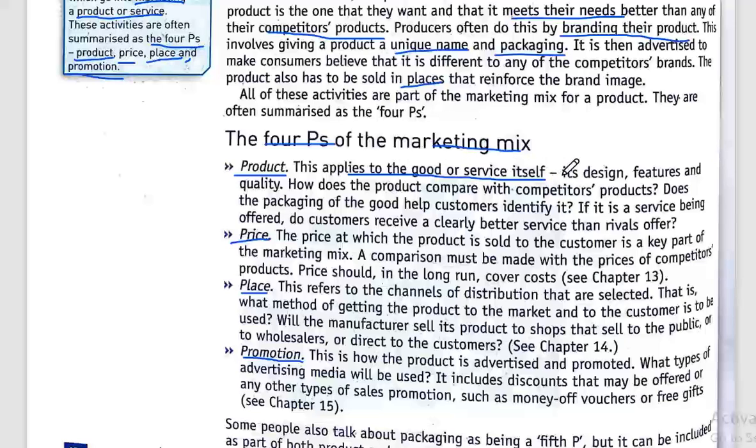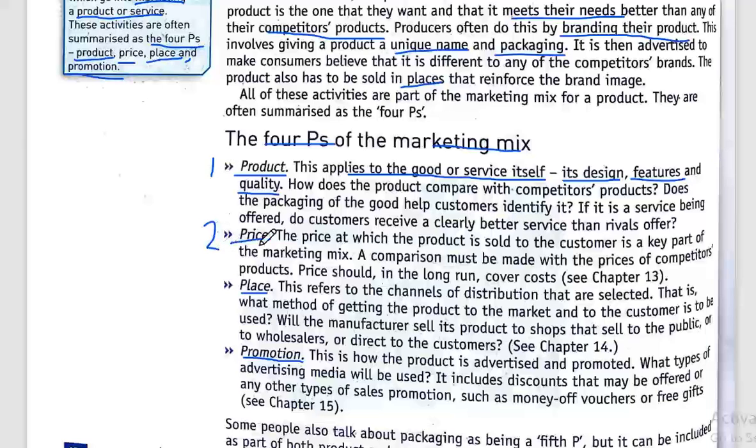When I'm talking about the product itself, I'm talking about the design, the features, and the quality. I'm focusing on making sure that my product, through its design, features, and quality, is better than the competitors' products. I'm asking myself whether the package is better than the competitors', whether the features are better, whether the design is better, or, if I'm offering a service, whether I'm clearly offering a better service than my rivals or competitors. Now, this is the first P.